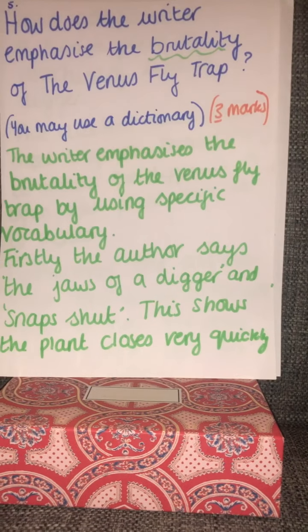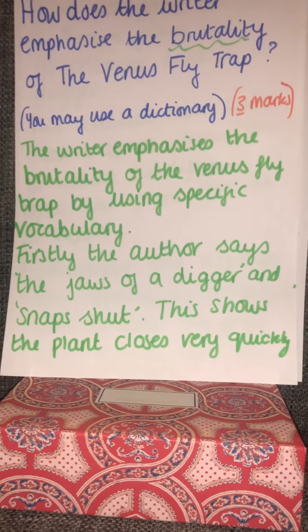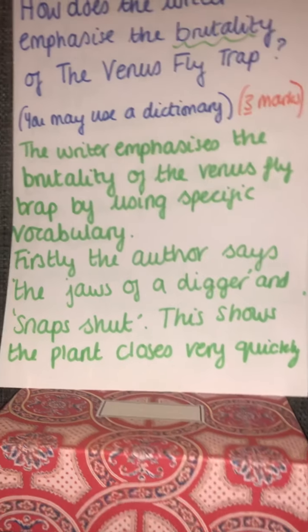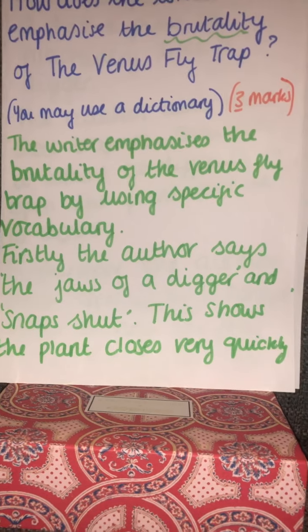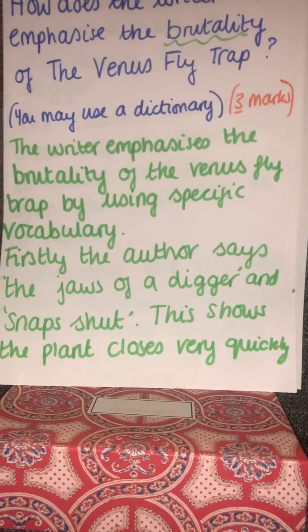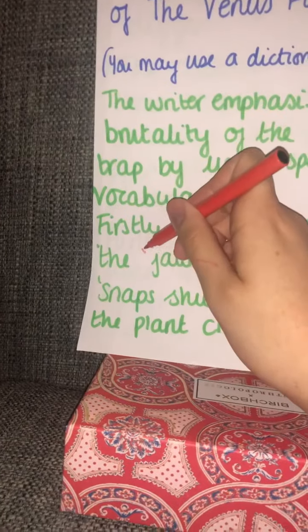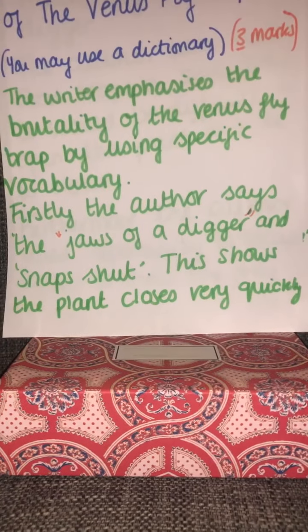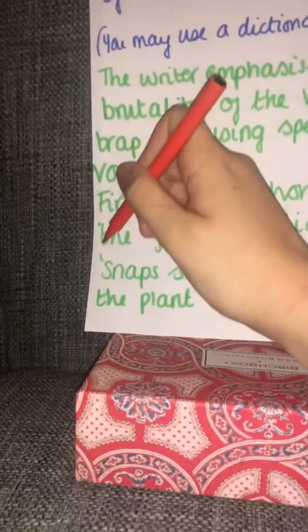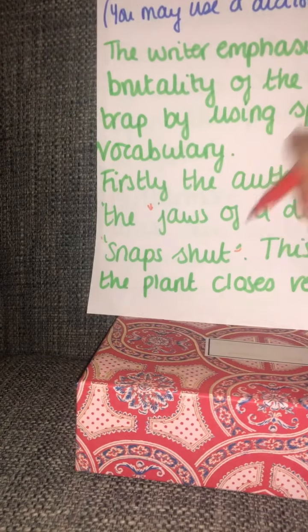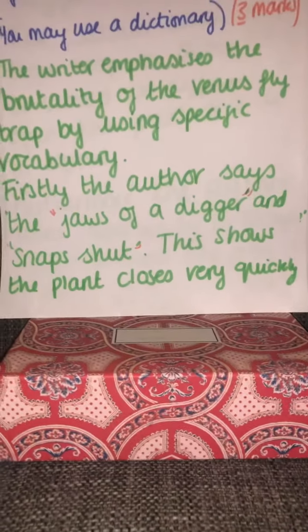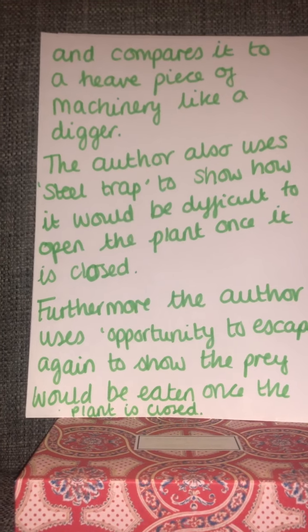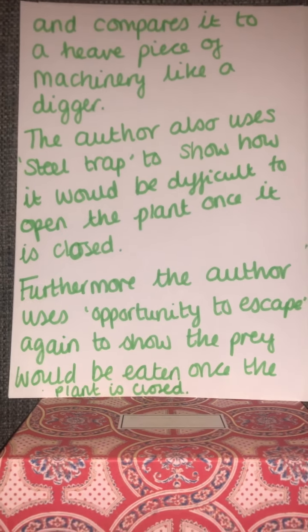So I started off by saying the writer emphasises the brutality of the Venus flytrap by using specific vocabulary. Firstly, the author says the jaws of a digger. Now that is a quote exactly from the text. So I would use quote marks to show that. And snaps shut. Again, another quote exactly from the text. This shows the plant closes very quickly and compares it to a heavy piece of machinery like a digger.